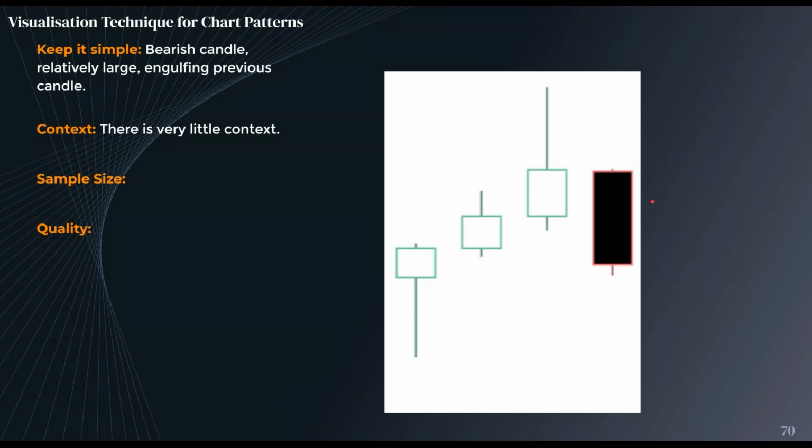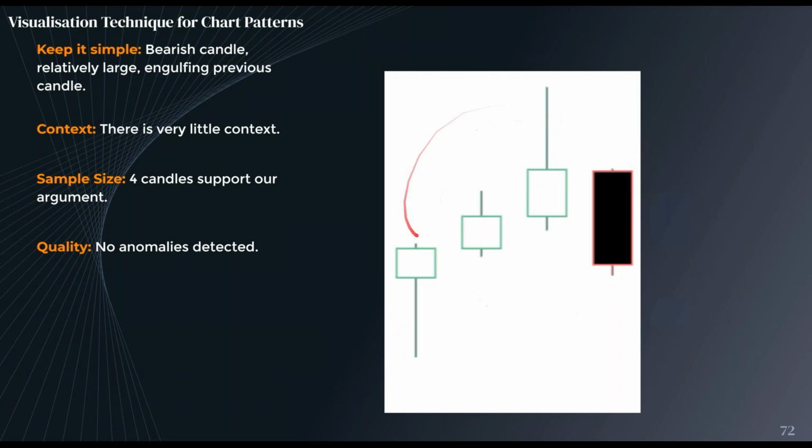So the relative size is large. We do have a bit of context here, but not much. 1, 2, 3, 4. We have no idea what was happening before this. So again, we don't have much context. In isolation, this is not useful. Sample size, 4 candles. Next, no anomalies detected, but again, it's hard to detect anomalies on small data.